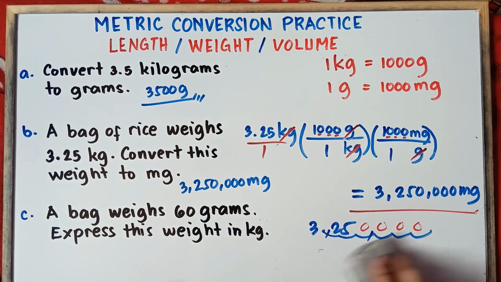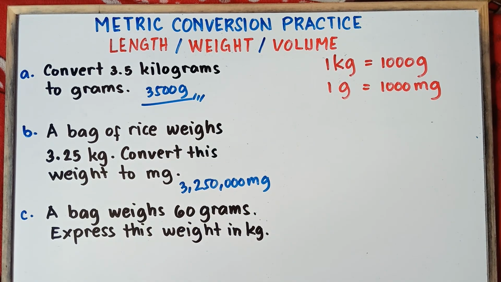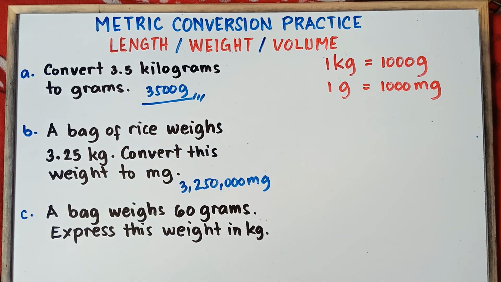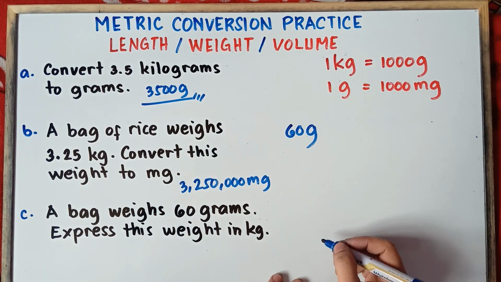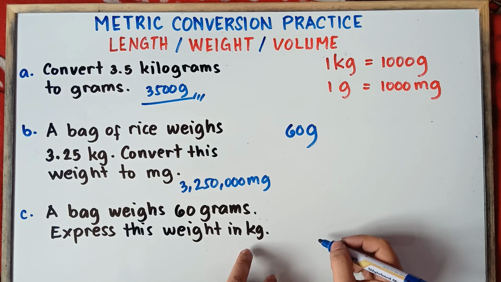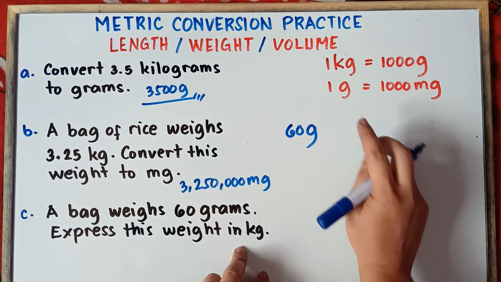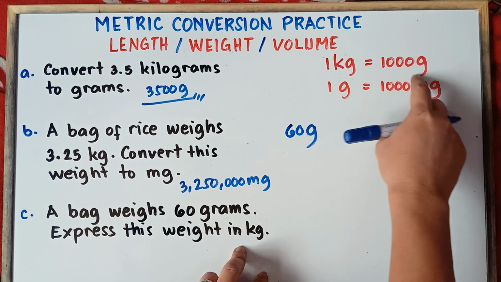Alright, let's have letter C. A bag weighs 60 grams. Express this weight in kilograms. So from grams to kilograms. Our given is 60 grams. And then we convert this into kilogram. Do we have the conversion kilograms to grams? Yup. 1 kilogram is equivalent to 1,000 grams.